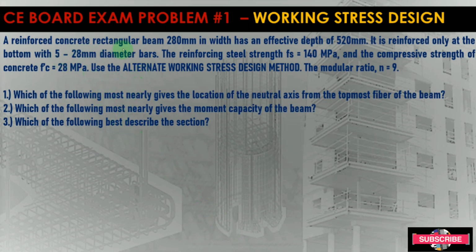And moving forward, we have now this problem statement. A reinforced concrete rectangular beam 280 mm in width has an effective depth of 520 mm, and it is reinforced only at the bottom with 5 pieces of 28 mm diameter bars. The reinforcing steel strength Fs is 140 MPa, and the compressive strength of the concrete f'c is 28 MPa. Use the alternate working stress design method, and the modular ratio is given, which is n equal to 9.